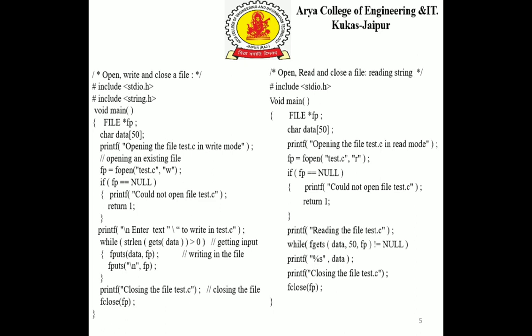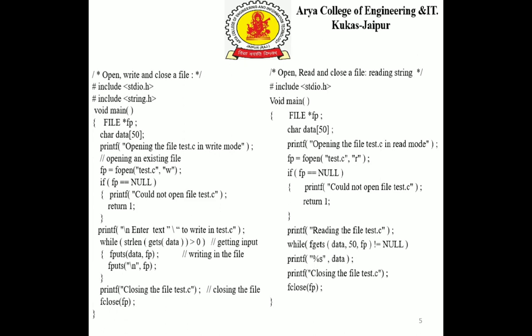FILE, in capital letters, is a data type used for declaring a file pointer in which the address of the file that we are writing will be saved. This FILE data type is defined in stdio.h. We will take data of type character with size 50, meaning it is a string. A user can enter a 50-character string at a time. Next we give a message to the user to open the file in write mode. Opening a file, this is in write mode.